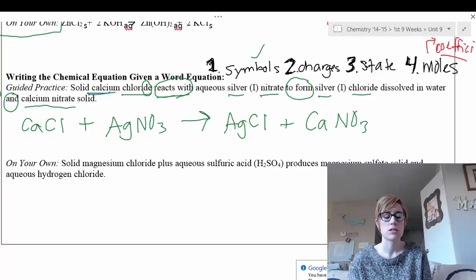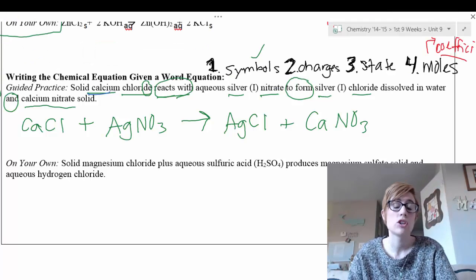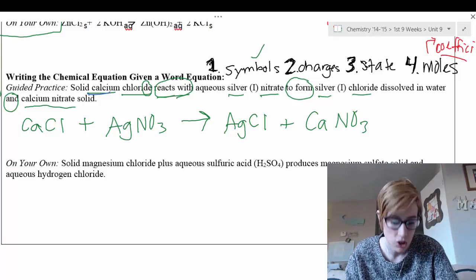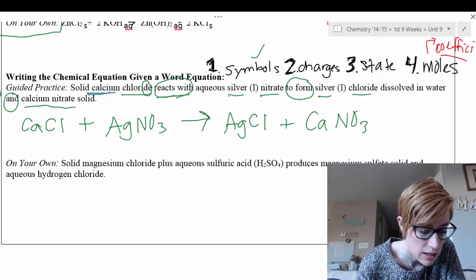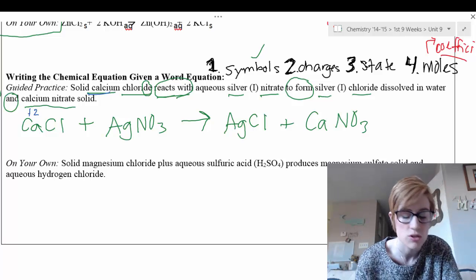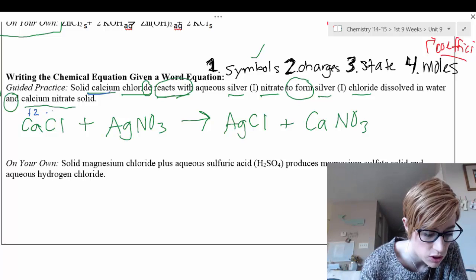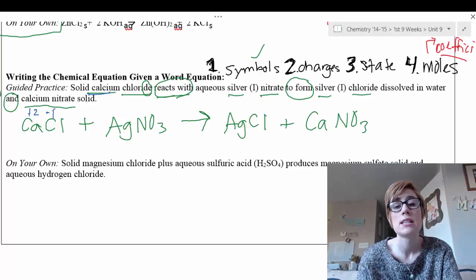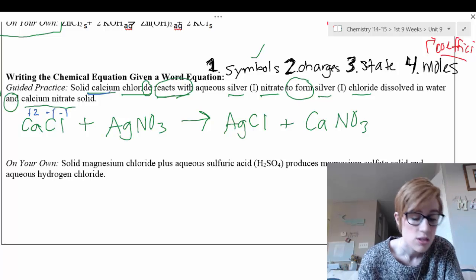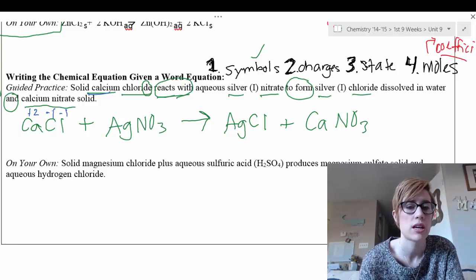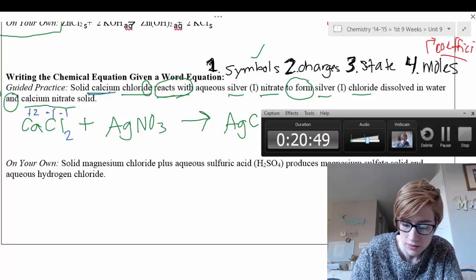So I've done the first step. I've written out my symbols. Now I need to write out my charges. I'm going to have to look on my periodic table and my polyatomic chart. In my periodic table, calcium is in group 2. Anything in group 2 has a +2 charge. Chlorine is in group 17. Anything in group 17 has a -1 charge. Since these charges aren't even, I need to add another chlorine so that I have a -2 charge to counteract the +2 charge. So since I have 2 chlorines, I'm going to add a 2 right here.